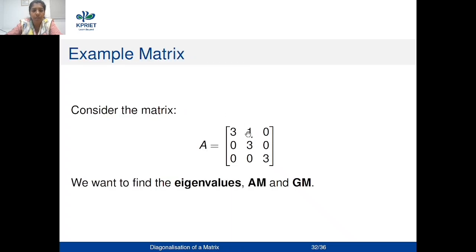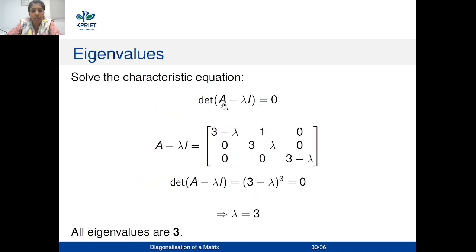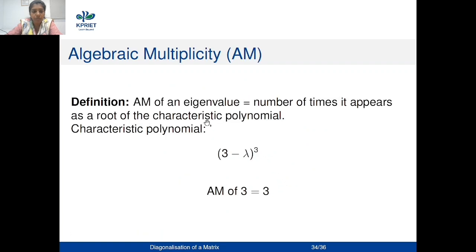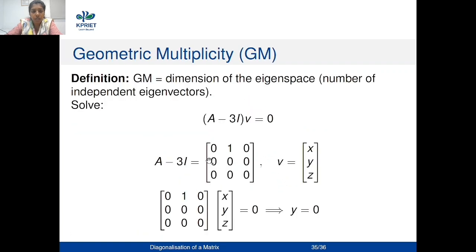Now let us consider another example. 3 1 0, 0 3 0, 0 0 3. In the previous example, we considered a symmetric matrix. This is a non-symmetric matrix. So here, like the previous methodology, we have to find the characteristic equation, and we found that for this matrix the eigenvalue is 3 and the arithmetic multiplicity is 3. And now let us find the geometric multiplicity for this eigenvalue 3.